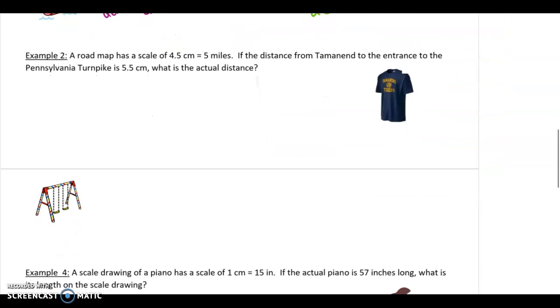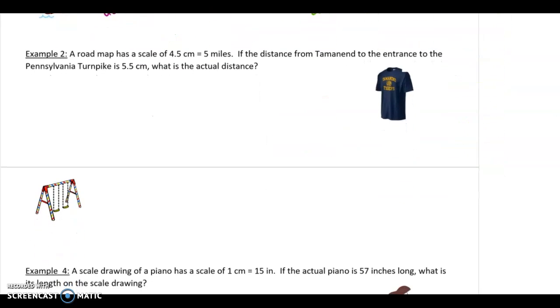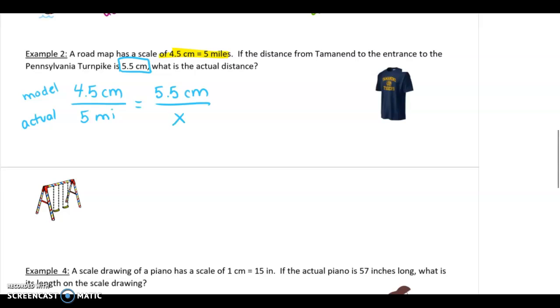Looking at the next one, the road map has a scale of, so this is my scale, that's always the first part of my proportion. So the scale is 4.5 centimeters, that's the model. The actual is 5 miles. If the distance from Tamanend to the entrance of the Pennsylvania Turnpike is 5.5 centimeters, okay, what is the actual distance? Okay, so the centimeters goes with the centimeters, so 5.5 centimeters goes up here, x on the bottom.